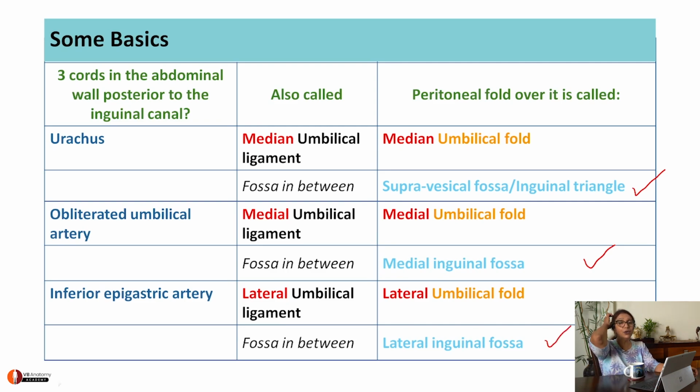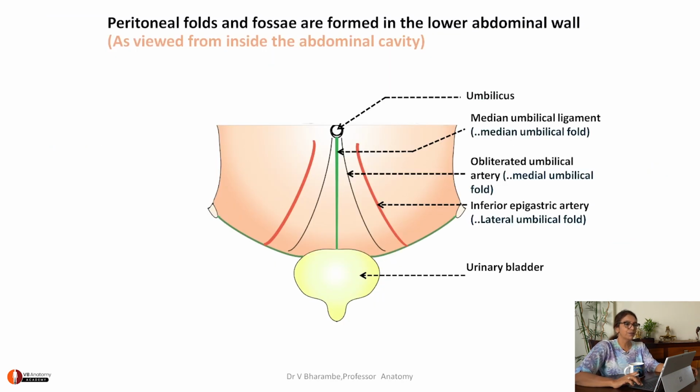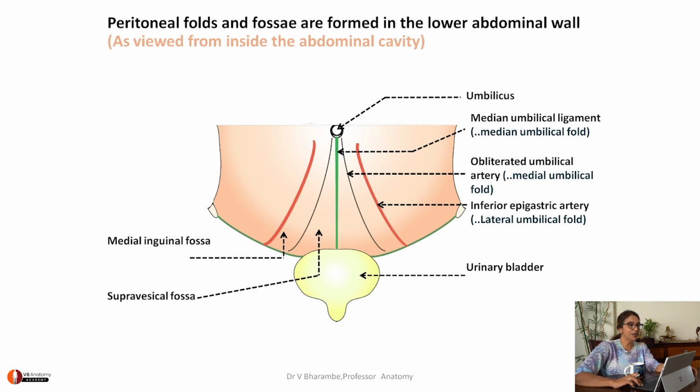Difficult to remember? Too much? Take a look. Okay, so here's your supravesical fossa between median and medial umbilical folds. Here's your medial inguinal fossa between medial and lateral umbilical fold. And here's your lateral inguinal fossa, lateral to the lateral umbilical fold. Revise this a couple of times, it's not that difficult.